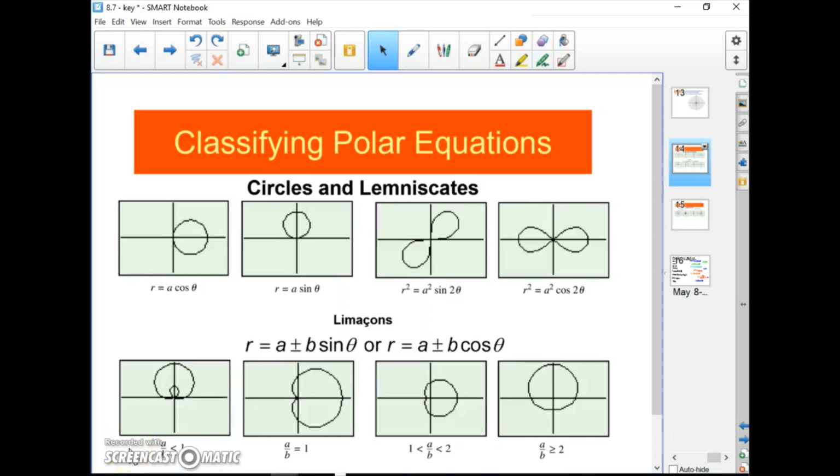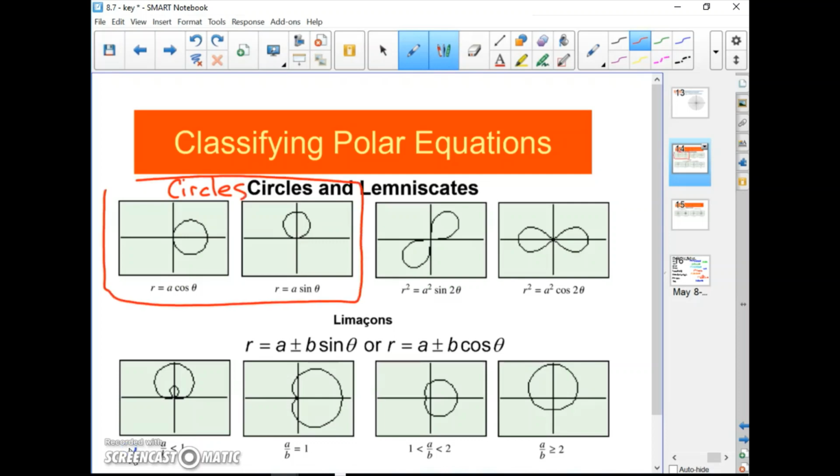If we're going to graph polar equations, it's going to help a lot if we can classify them. So let's look at the different types that we're going to have. We're going to see some circles, and something called lemniscates. Lemniscates kind of look like bow ties, but I guess you need to pay attention to the equations. That's how you're going to tell.